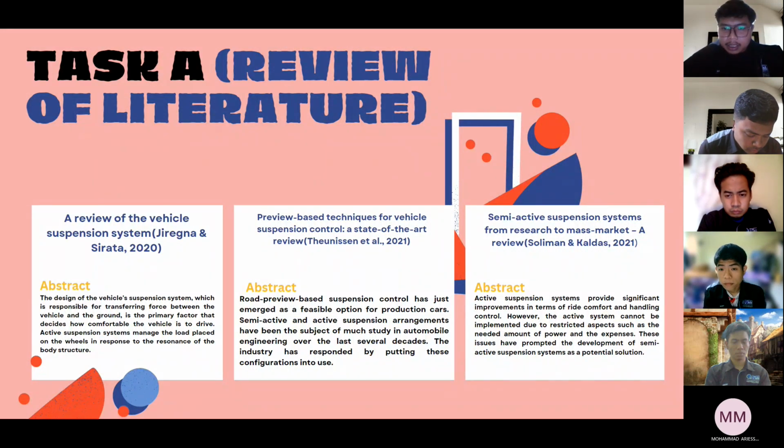And lastly, semi-active suspension system from research to mass market review by Soliman and Caldas 2021. Active suspension system provides significant improvement in terms of ride comfort and handling control. However, the active system cannot be widely implemented due to restricted aspects such as the power needed and the expenses.